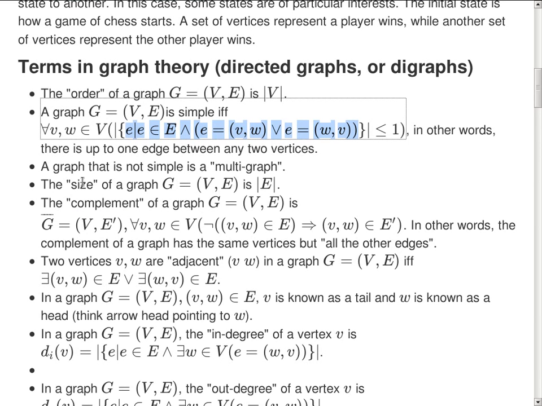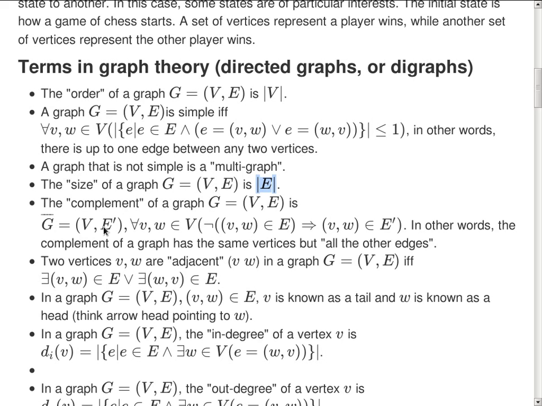The size of a graph, okay, this is just another kind of definition thing. The size of a graph is defined by the number of elements in E, but not the number of elements in V. The number of elements in V determines the order. The number of elements in E determines the size. That's just terms. The complement of the graph is basically a complement of the edges. It's basically all the quote-unquote missing edges.